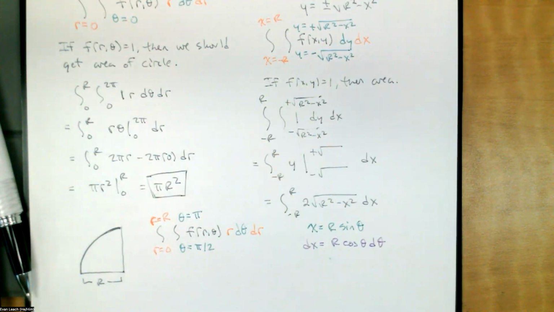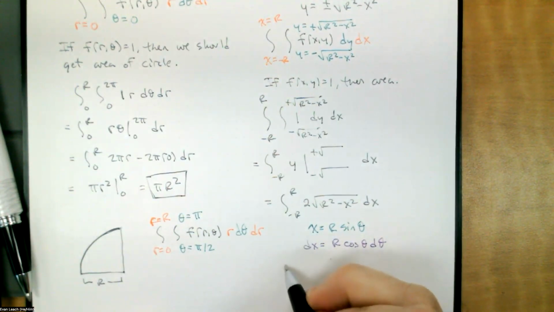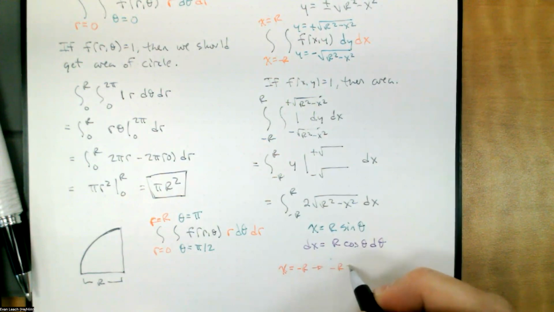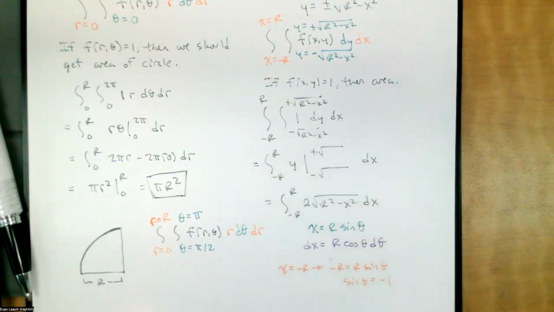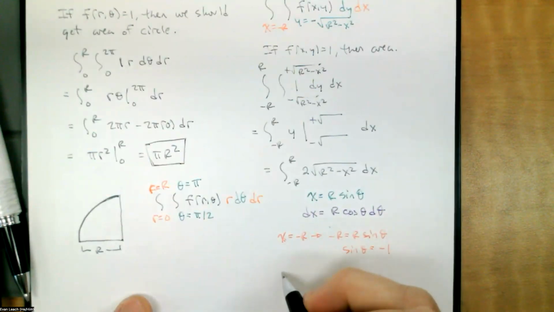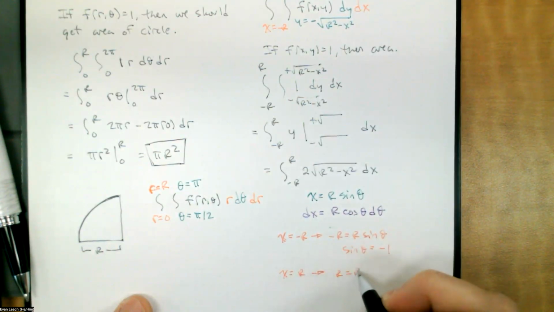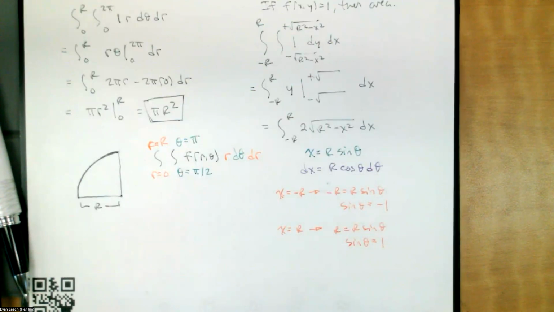We know what's going to happen in the square root parts, but then we have to recognize that this is a definite integral. So when x is negative r, then negative r is equal to r sine theta. That is, sine theta is equal to negative 1. And when x is positive r, then r is equal to r sine theta. And so sine theta is equal to 1. So we could use this to figure out what values of theta we should integrate over.